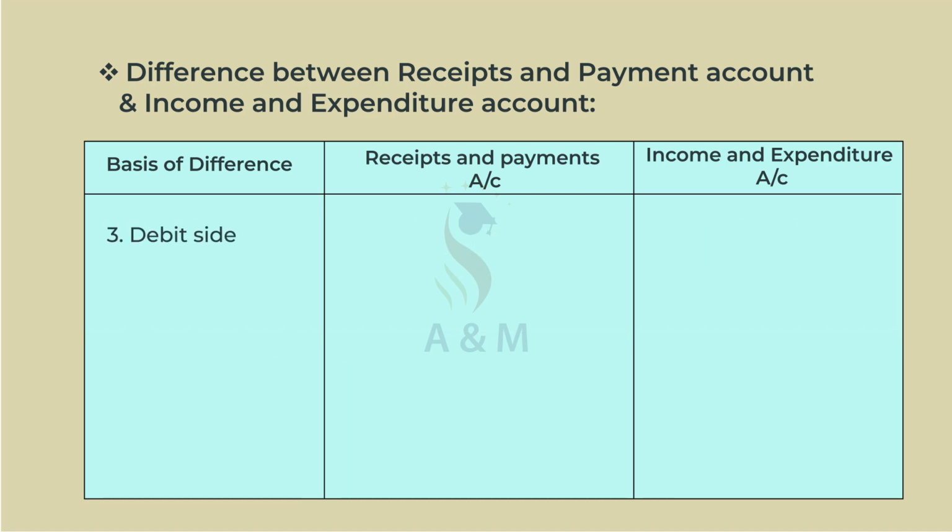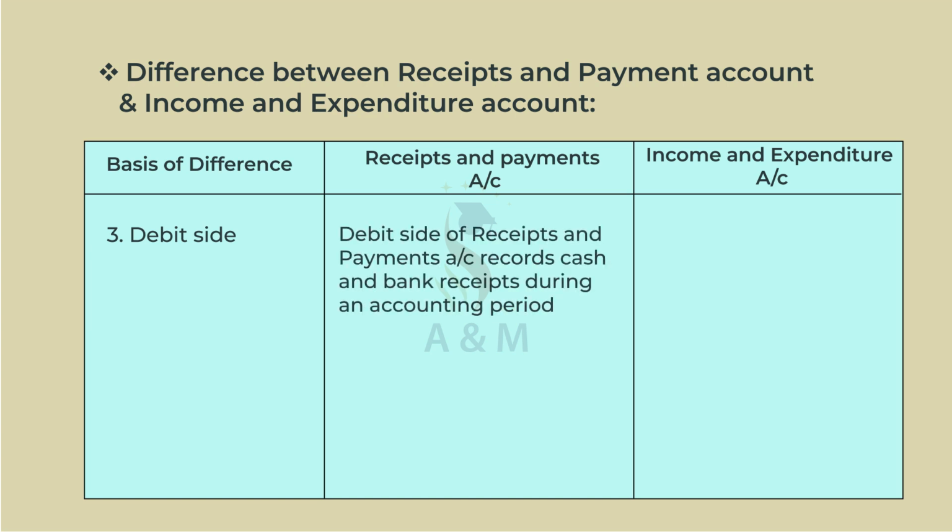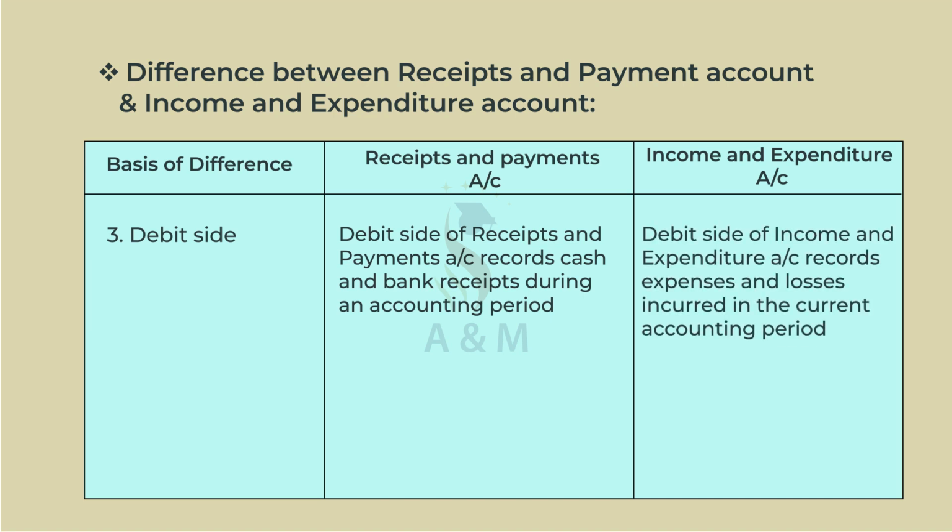Third, based on debit side. Debit side of receipts and payments account records cash and bank receipts during an accounting period, whereas debit side of income and expenditure account records expenses and losses incurred in the current accounting period.